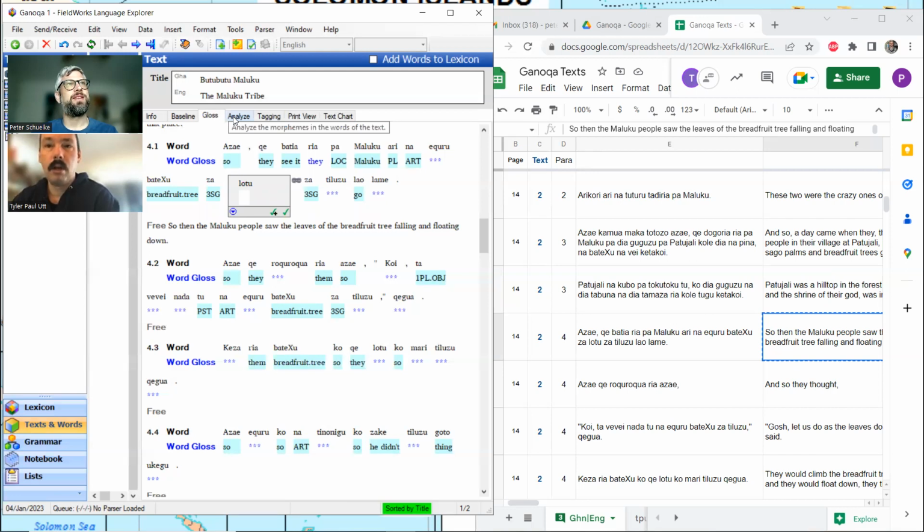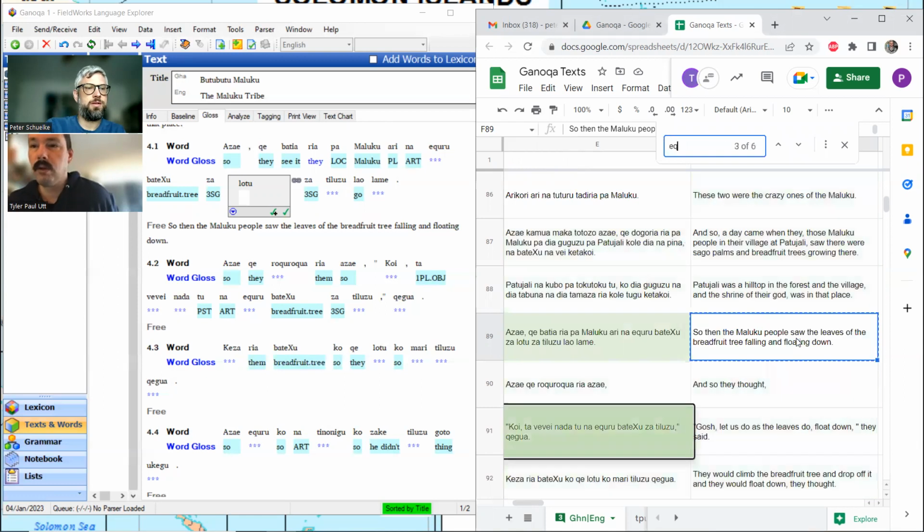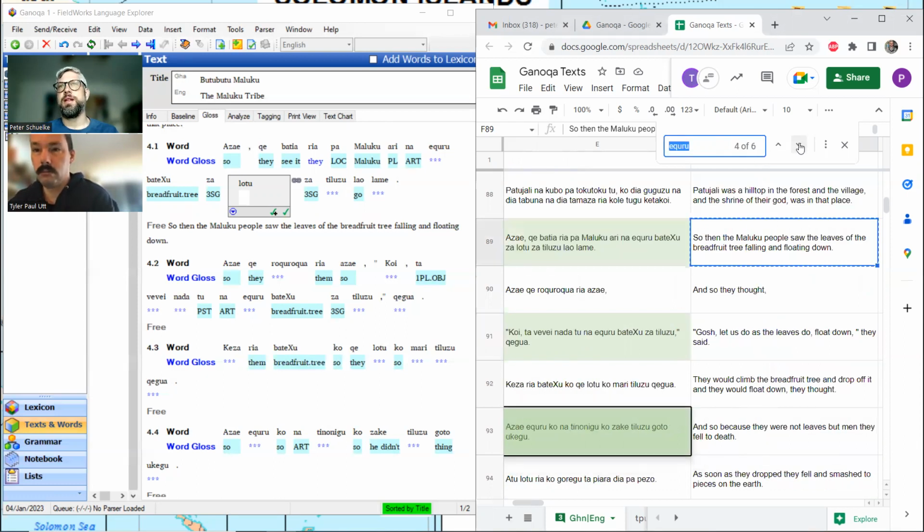I'm just recapping the meaning of this whole sentence. Let's confirm Enguru to our satisfaction, and we can create the entry. Are we getting guru 6 times? Gosh, let us do as the leaves do, float down. So there, float, we get tiluzu. Again, so that kind of confirms tiluzu on our way. Guru, this one also they have, but the men fell to the death. They were not leaves, so it is definitely conserving leaves.